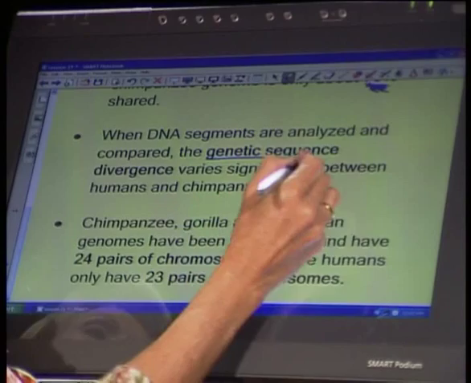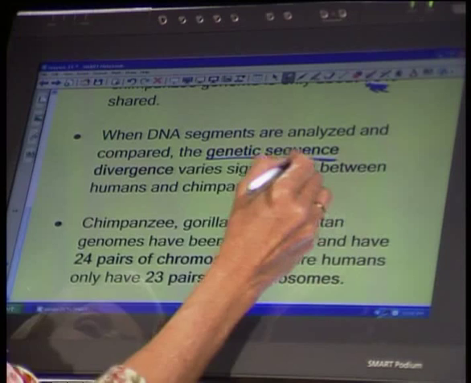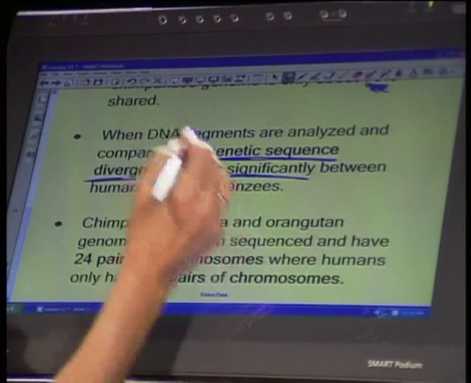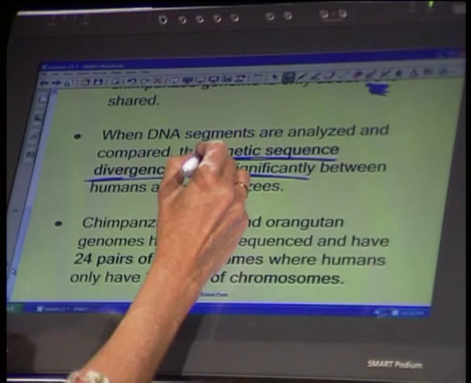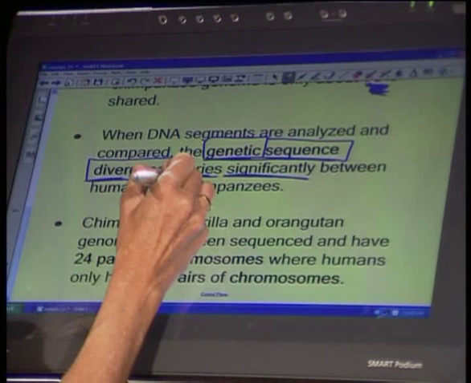When DNA segments are analyzed and compared, the genetic sequence divergence varies significantly. In other words, these gene sequences here vary a lot, and they are very different. Now, if they are very different, it means that we are not closely related or as closely related as we seem to think. We are only 70% similar in DNA structure. Okay, but when we look at that specific genetic sequence divergence, in other words, difference.